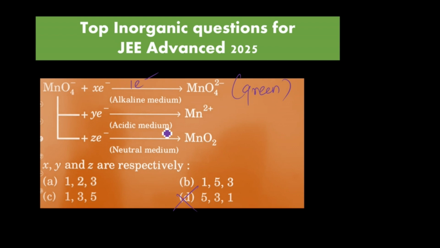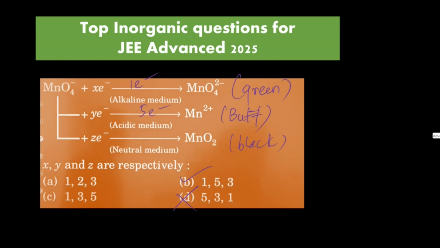Then acidic medium. So Y electrons in acidic medium, it is forming a puff color solution. How many electrons are involved over there, we know that is 5 electrons, right? So the answer must be option B. Let's check out for neutral medium as well. In neutral medium it is forming MnO4 minus to Mn4 plus, which is black in color, and it is involving 3 electrons. So option B is the answer to this question.